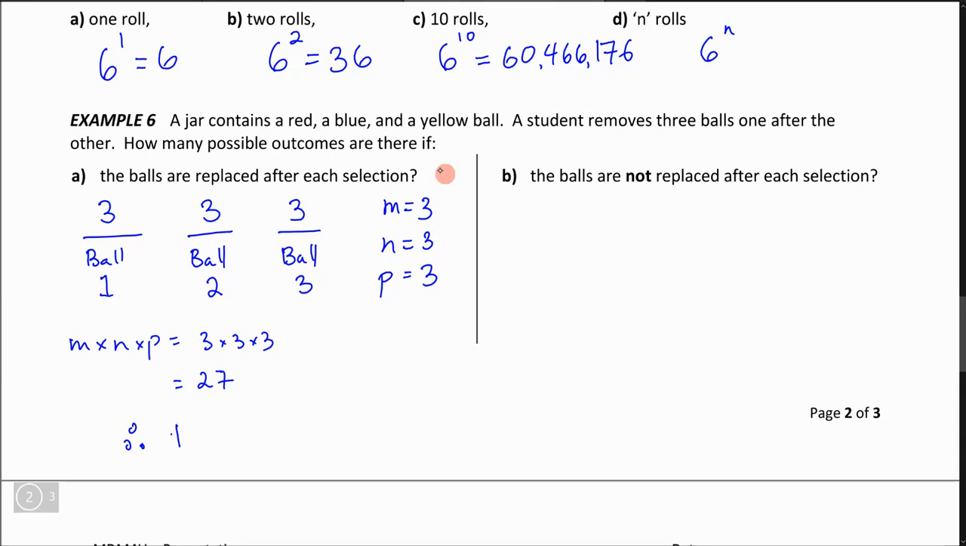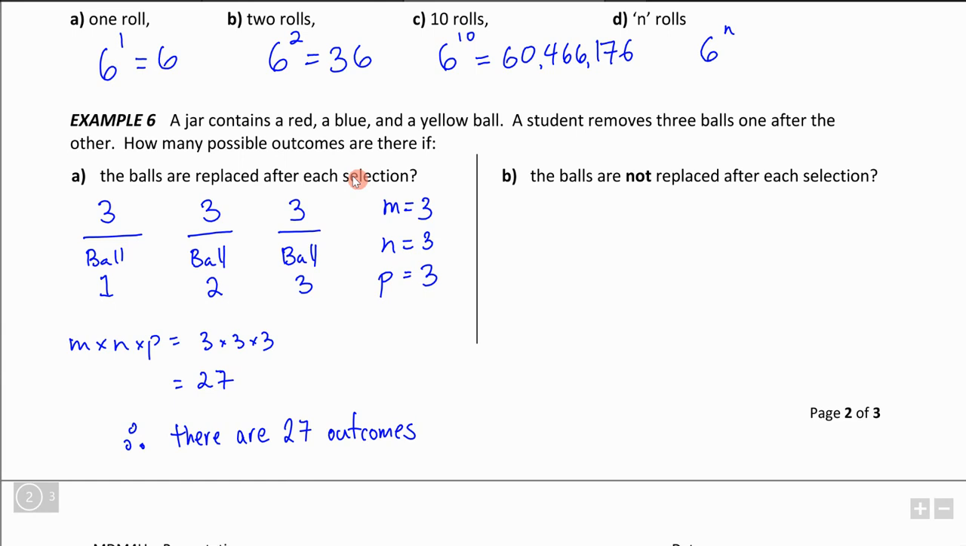So therefore, there are 27 outcomes. Now keep in mind this was when the balls are replaced after each selection. Okay, and that's really important to note. Because the idea behind the multiplication rule allows us to count objects regardless of what happened in prior steps. Each time we pull a ball the second or third time, it doesn't matter how many times we pulled it before, because we replace it after each selection.